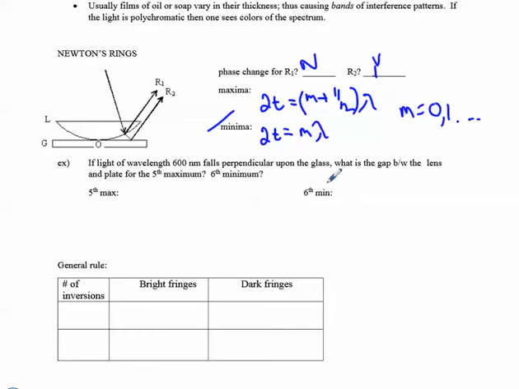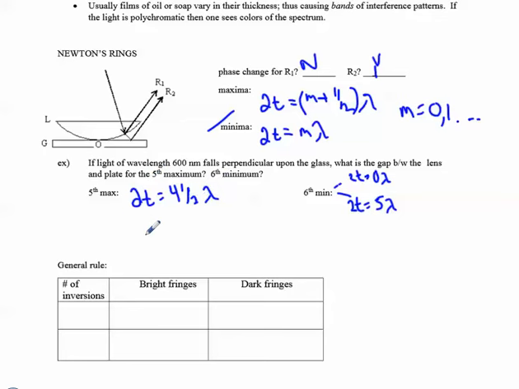So I'm going to start with the 6th minimum because that's easier, because we know that when the path difference equals 0 lambda, we have a minimum. So that's the first one. The 6th minimum would then be when 2t equals 5 lambda. And we don't have to do the lambda over n here because we are traveling in air. That's going to be the same as the original wavelength. And then for the 5th maximum, that's going to be 2t equals 4.5 wavelengths, because the 5th maximum is going to occur just before the 6th minimum.